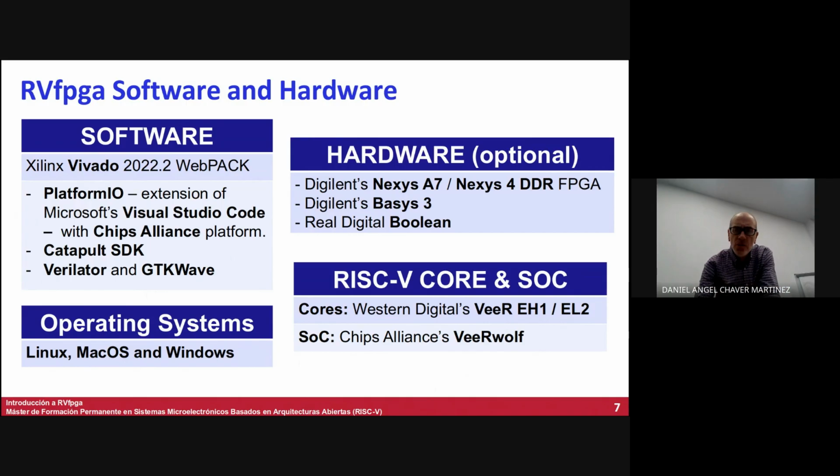Let me say, I'm not sure if I said, this core, VeeR EH1 and the EL2 core, were developed originally by Western Digital. They, in fact, used them in some of their products. And after that, some years later, they released them and made them public. And so now they are part of the Chips Alliance group. And you can use them freely by downloading them from the Chips Alliance GitHub.